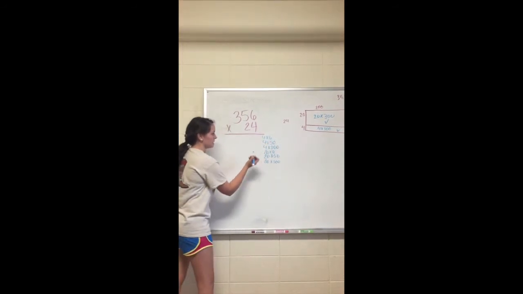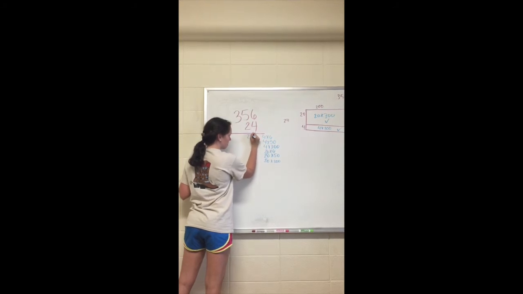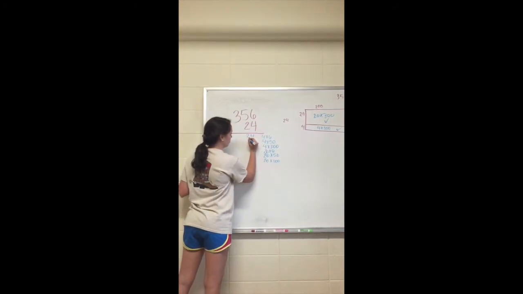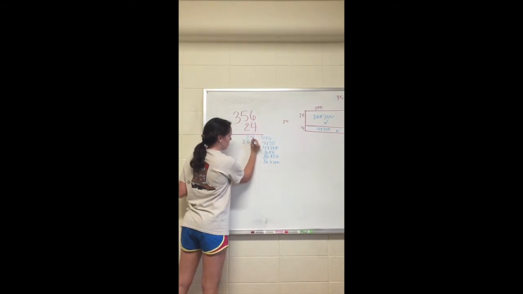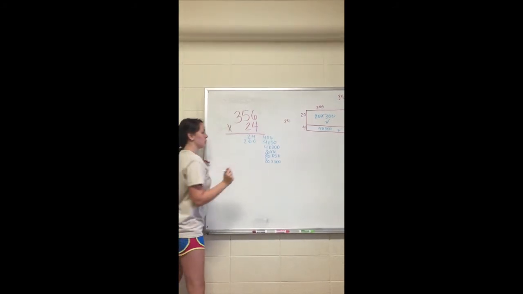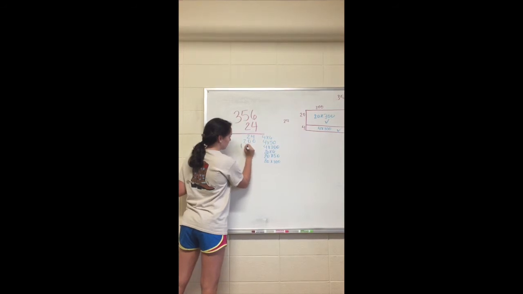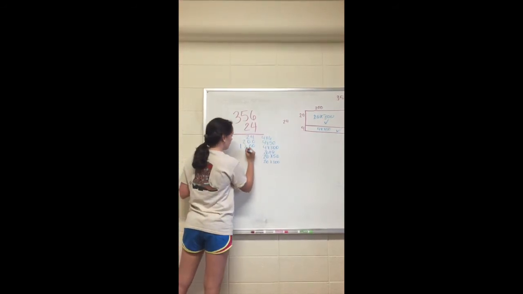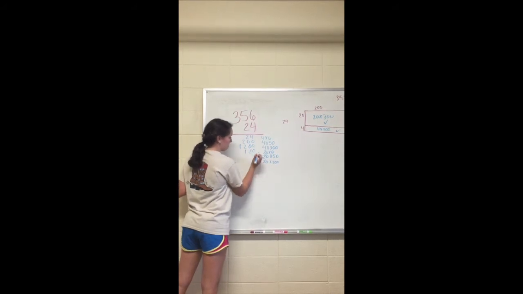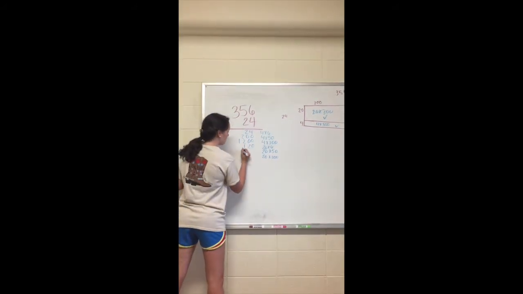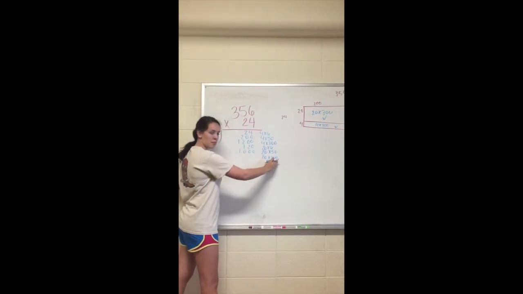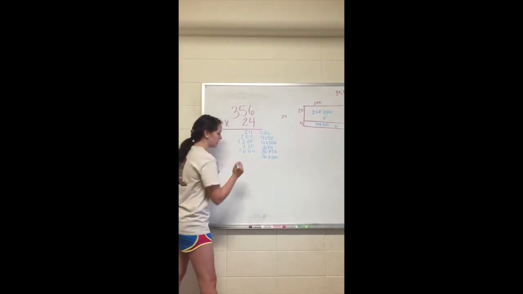So 4 times 6 is 24. 4 times 50 is 200. 4 times 300 is 1200. 20 times 6 is 120. 20 times 50 is 1,000. And 20 times 300 is 6,000.